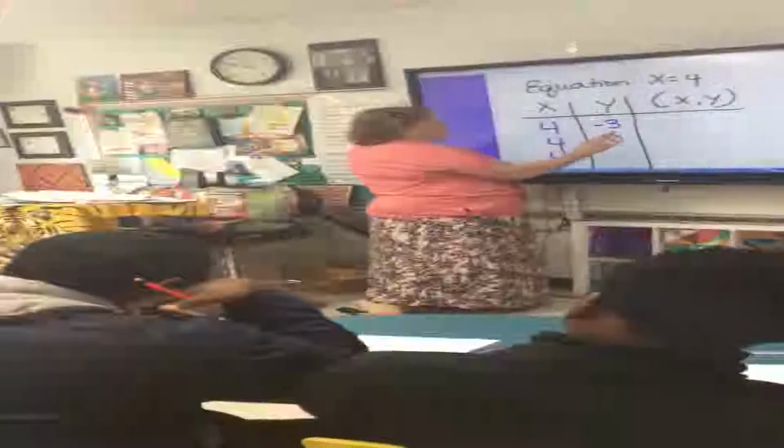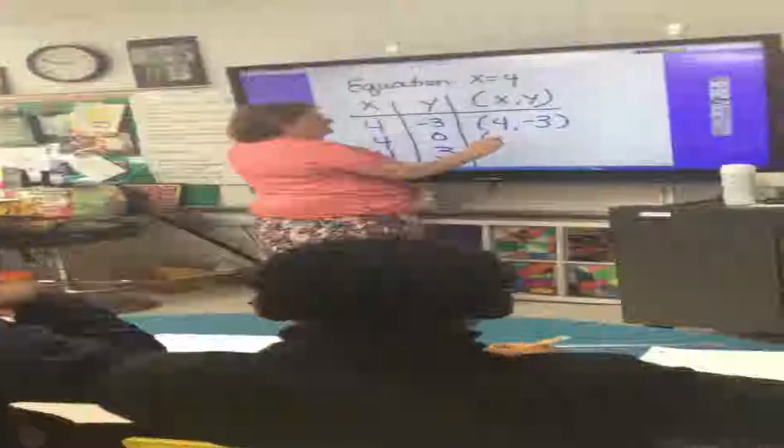This is the only time I ever name my y's, because y's are usually what? Dependent or independent? They're usually dependent. And here they're going to be independent because we know it's a vertical line. So I personally choose these numbers every time. You can choose any ones you want because that's going to give you the point. Now we have the coordinates 4, -3, 4, 0, and 4, 3.